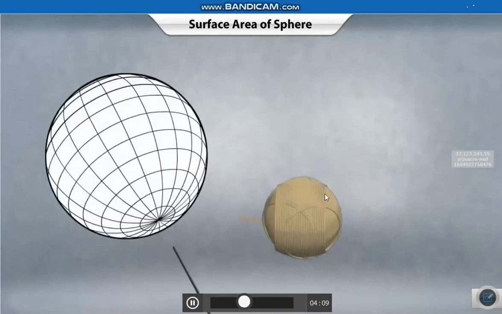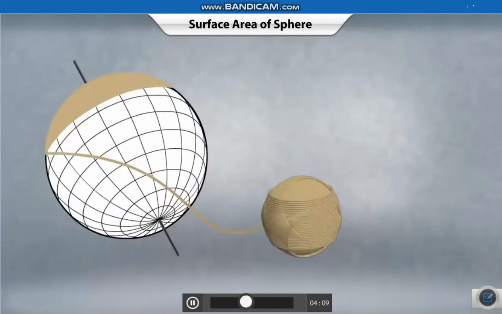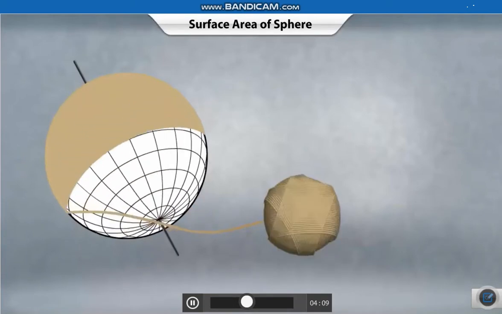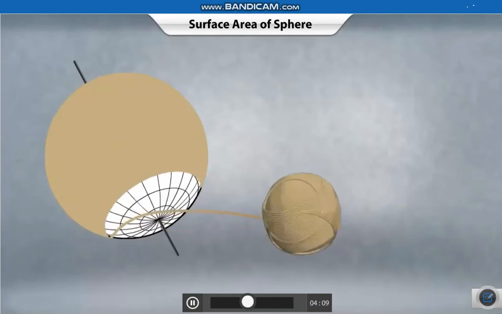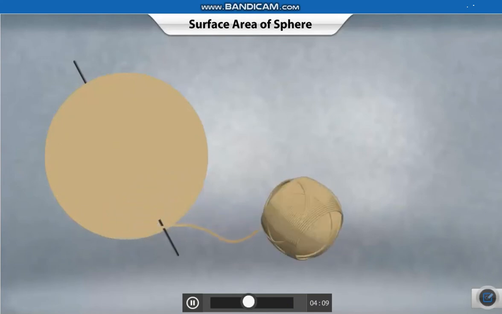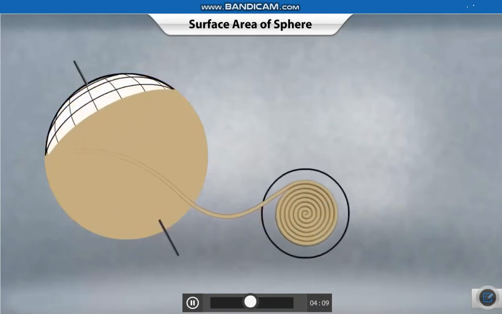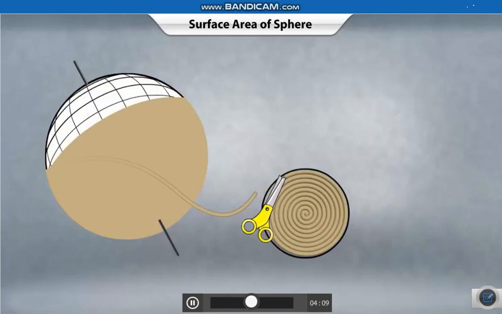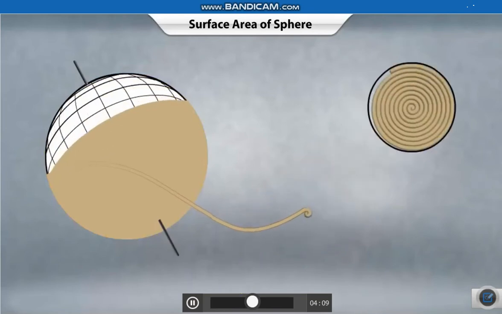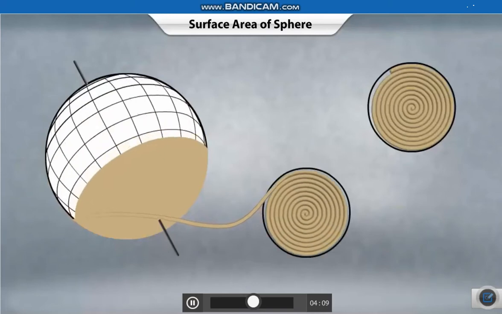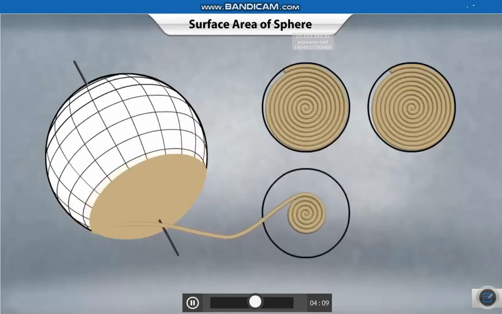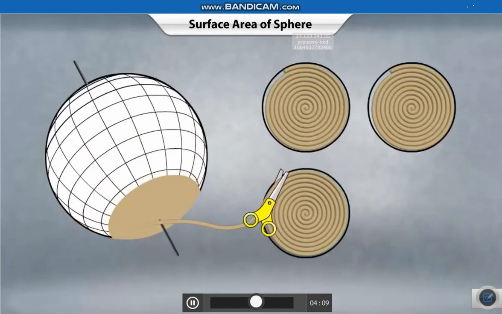Now, we take a piece of string and with the support of a nail on the sphere, we wind the string around the sphere to cover it completely. In other words, the string has covered the surface area of the sphere completely. We fill in the 4 circles that we had previously drawn with the string that was used to cover the sphere. When a circle is completely filled up, we cut the string and continue filling up the other circles with the remaining portion of the string.